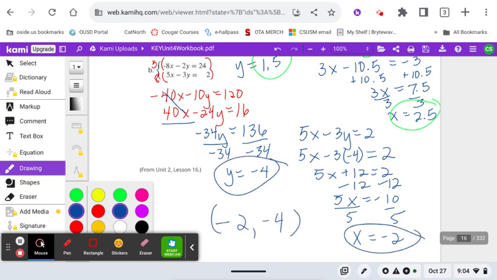The solution to the system is the point of intersection. How'd you do? We can't forget these systems from last unit. Let's keep practicing.